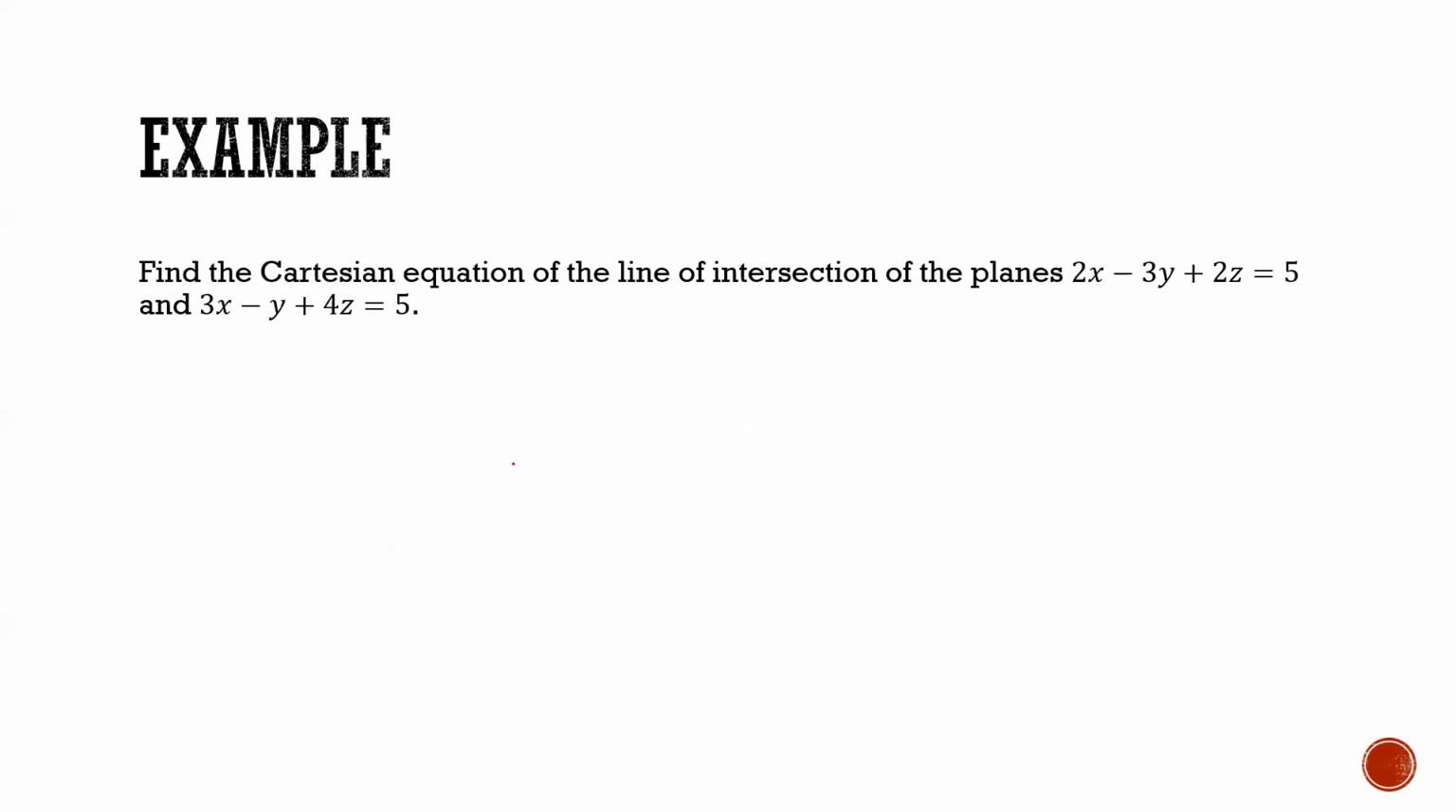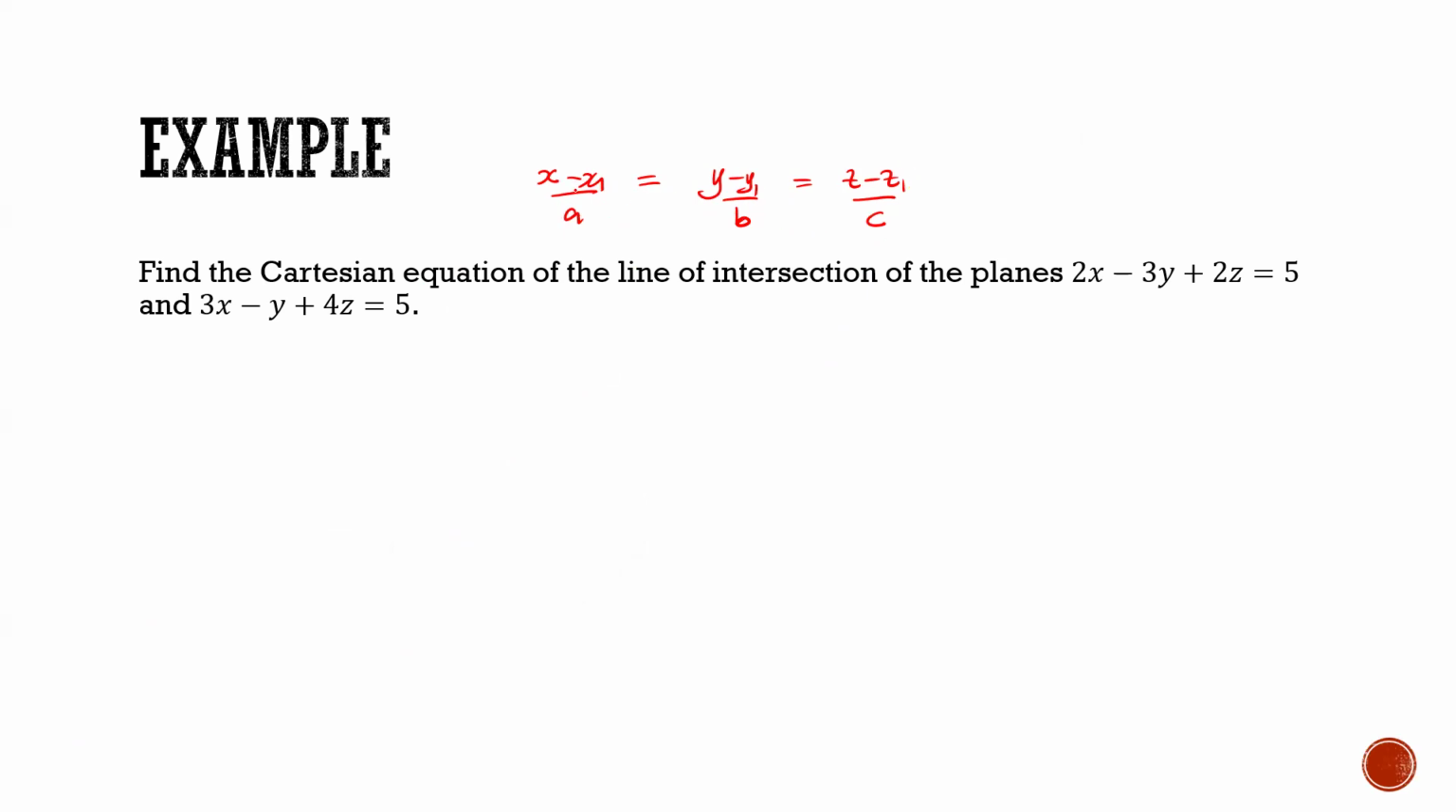So what we're going to do really is consider the Cartesian equation of a line, which is usually in the form x minus x1 over A is equal to y minus y1 over B is equal to z minus z1 over C. Realize that we have an expression in x equal to an expression in y equal to an expression in z.